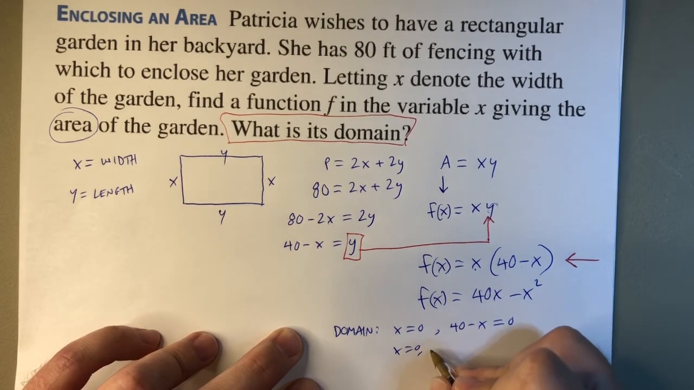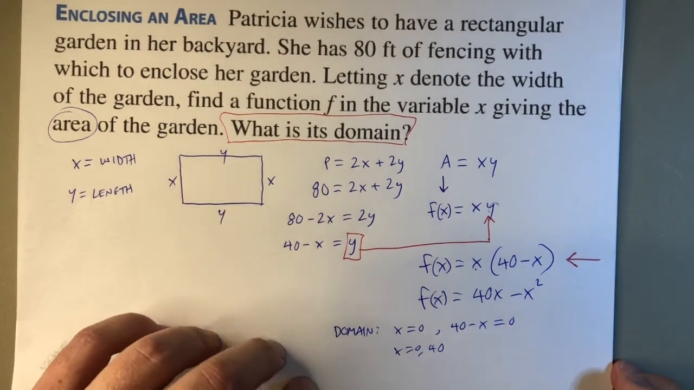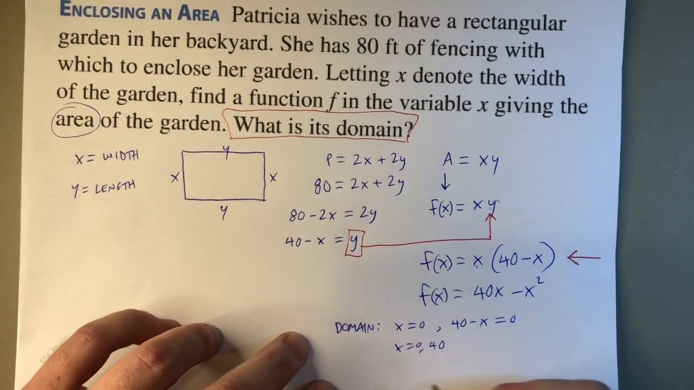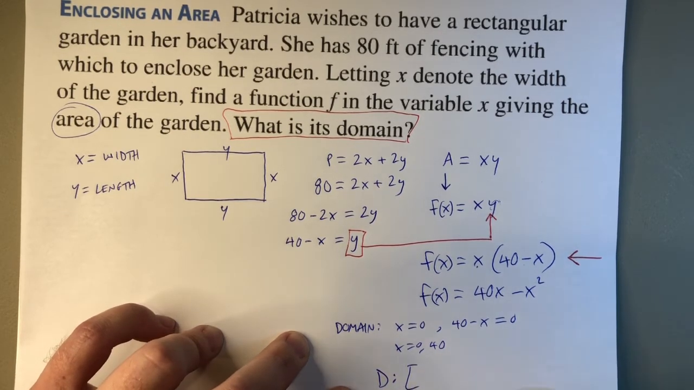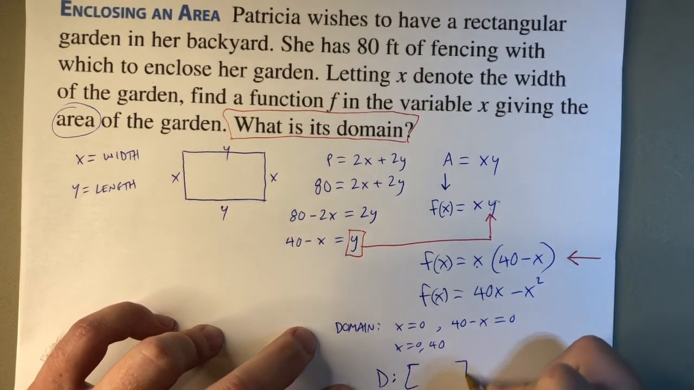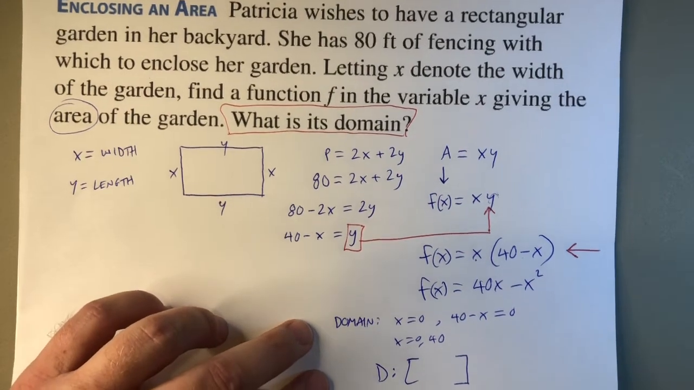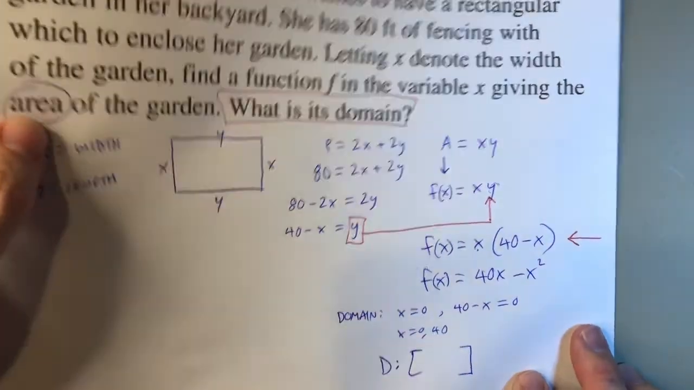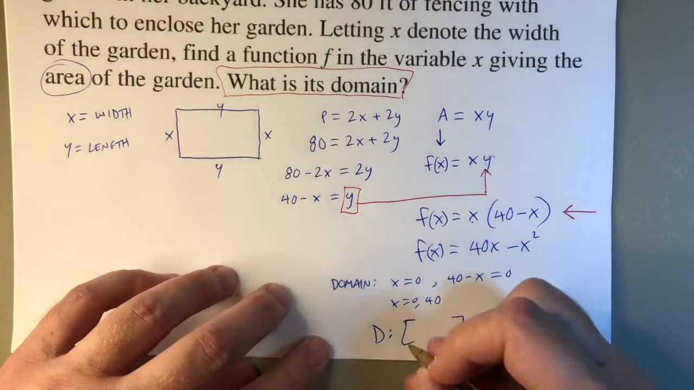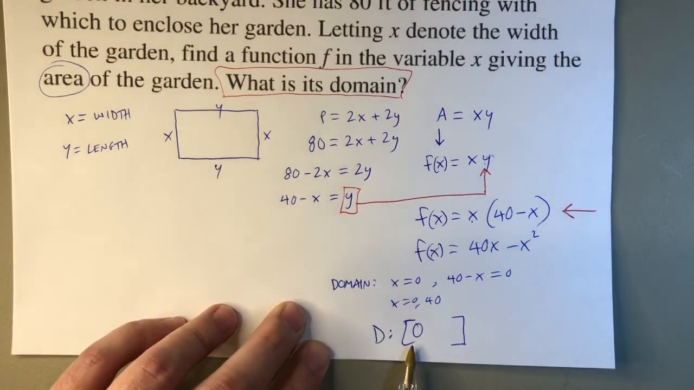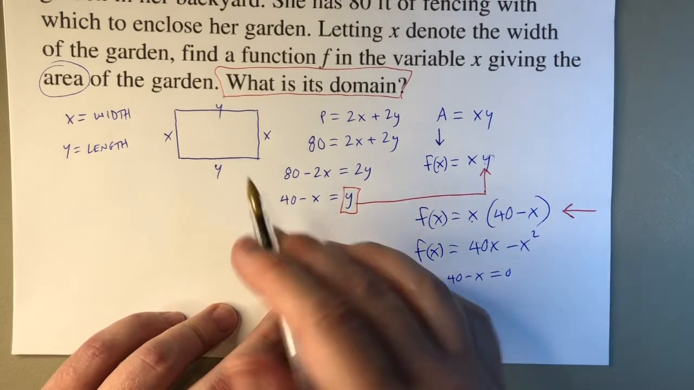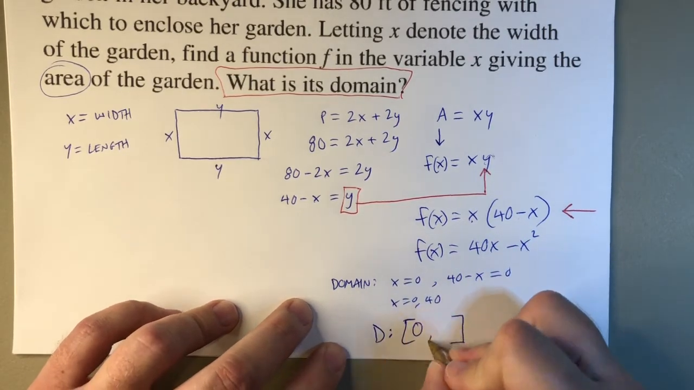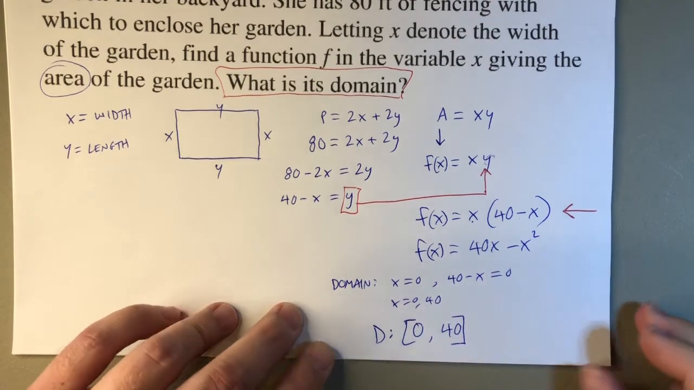40 minus 40 is clearly 0. So what's confusing about this is that the values that make up the domain are going to be inside of these brackets, all right? Which may be a little illogical to you, because if x is 0, then there's no area, right? And also, if it's 40, there's also no area, right?